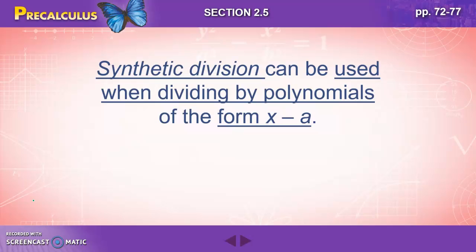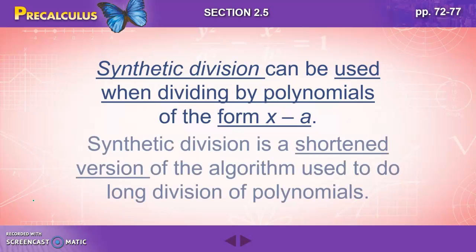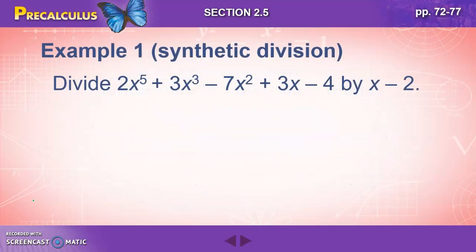Synthetic division can be used when dividing by polynomials of the form x minus a. Synthetic division is a shortened version of the algorithm used to do long division of polynomials. So here's your first example. We're dividing 2x to the 5th plus 3x cubed minus 7x squared plus 3x minus 4 by x minus 2.